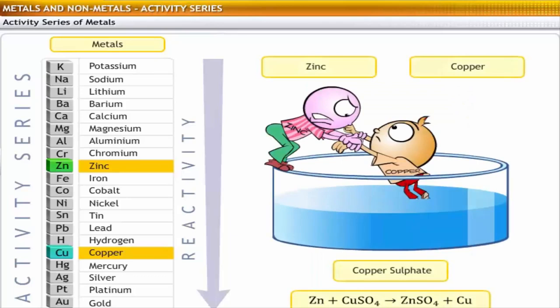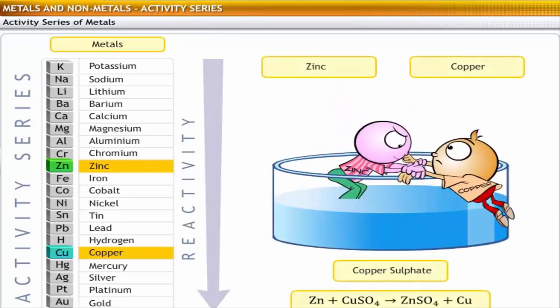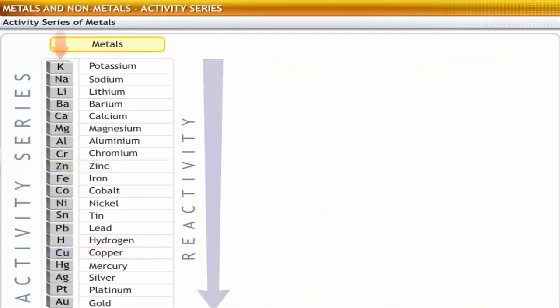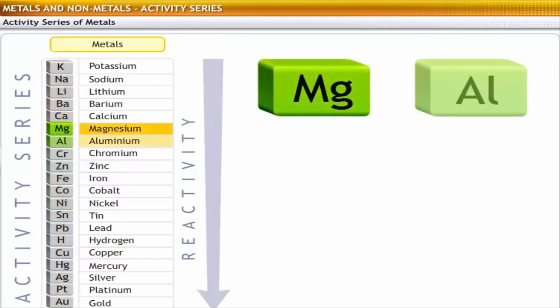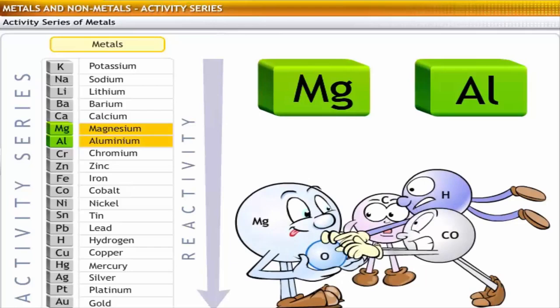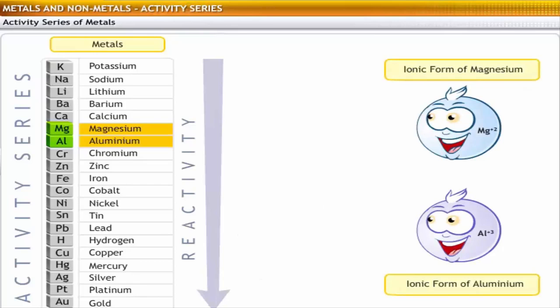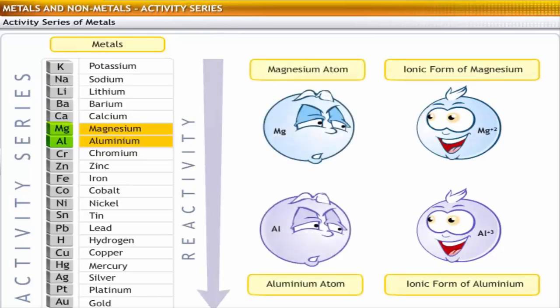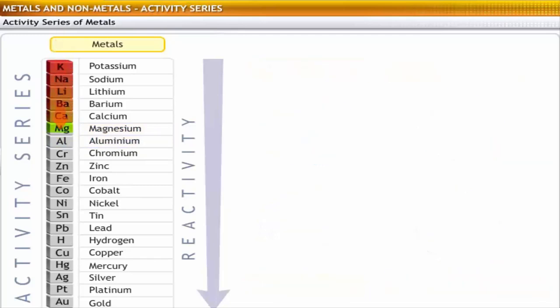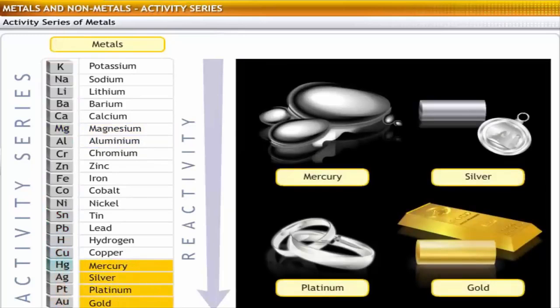For example, zinc displaces copper from copper sulfate solution to form zinc sulfate. As you move down the series, oxides of highly reactive metals like magnesium and aluminium are not reduced easily either by hydrogen, carbon, or carbon monoxide. This is because the ionic forms of magnesium and aluminium are more stable than their atoms. Moving further down, metals that are placed below copper do not rust easily because of their low reactivity.